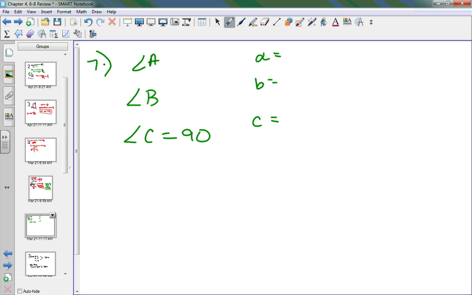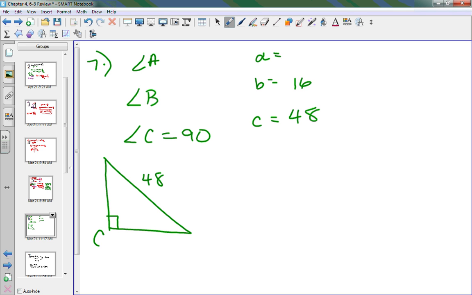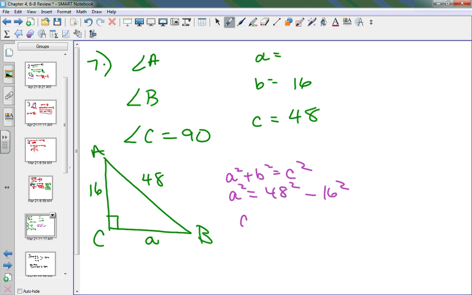B is 16 and 48 is C. Okay, now how do I find my last side? So A squared plus B squared is equal to C squared. So now I'm going to simply plug and chug. So this is going to be A squared is equal to 48 squared minus 16 squared. So A is equal to the square root of that.